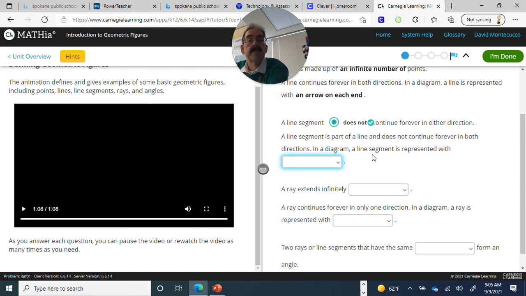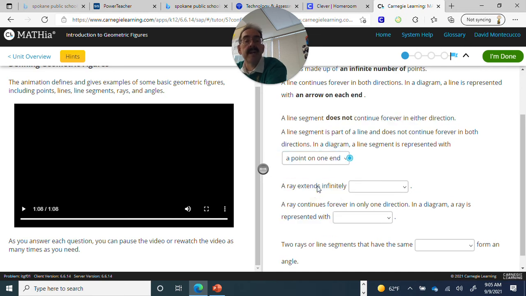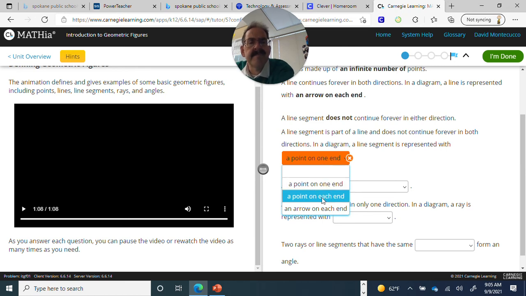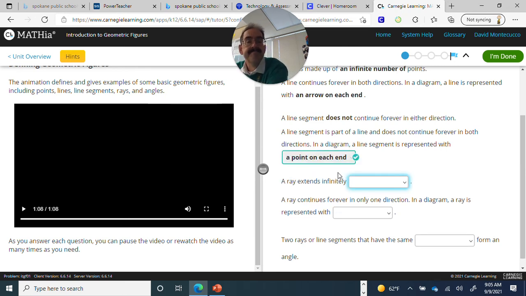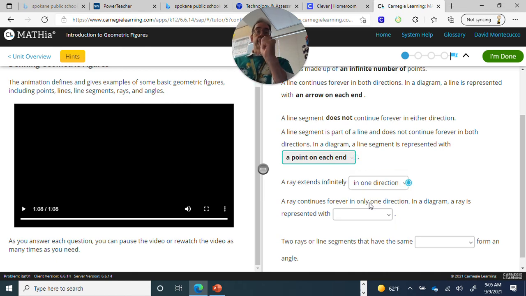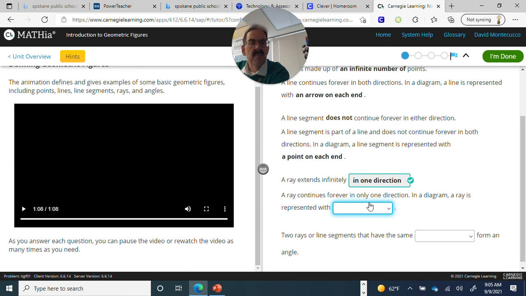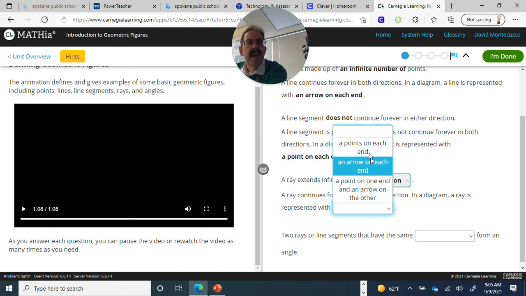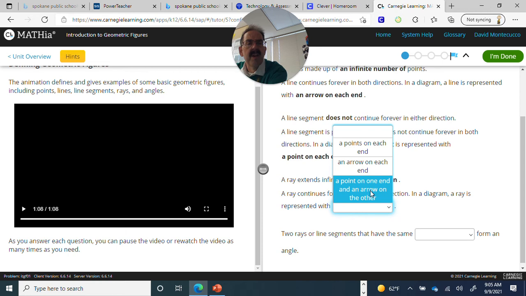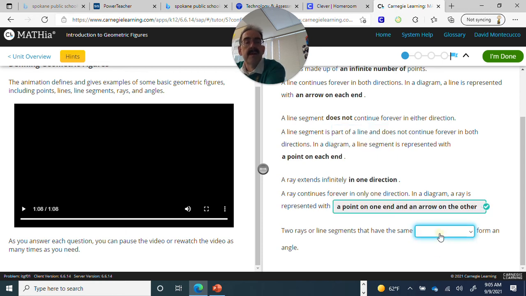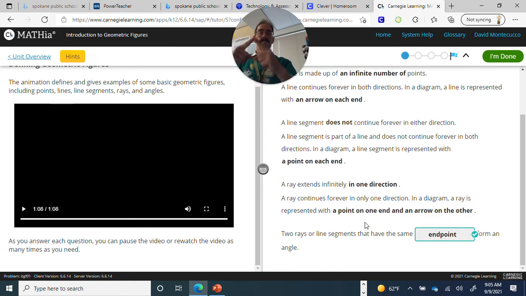A line segment is represented with a point on each end. Oh man, I thought I put an endpoint on each end. My bad. A ray continues infinitely in one direction only, like a stop sign. In a diagram, a ray is a point on one end and an arrow on the other. Two rays with a shared endpoint form an angle. Okay, boom. Once you've answered all the questions, you're done.